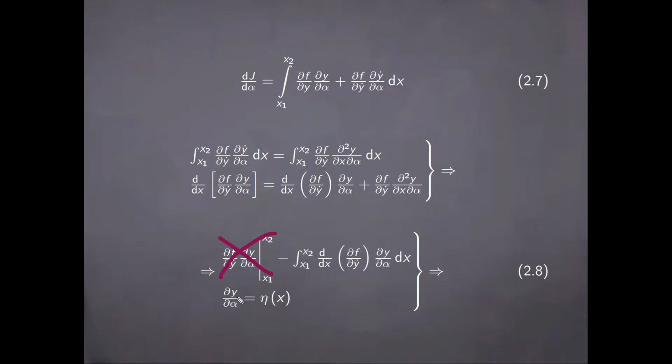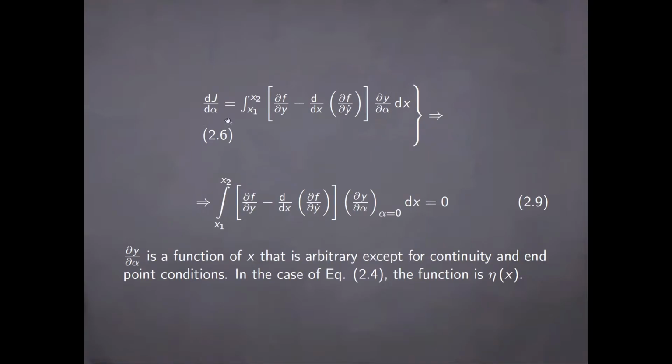And then once again, by applying the fact that the derivative of y with respect to alpha is eta, it follows that the derivative of J with respect to alpha is given by the expression here, where I have factorized the derivative of y with respect to alpha. And by requiring the stationarity condition, so if I want this derivative to be equal to 0, I obtain the result here. So we have this coefficient multiplying the derivative of y with respect to alpha for alpha equals 0, integrated from x1 to x2, must vanish.